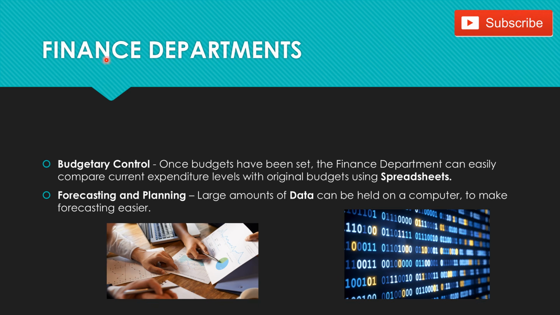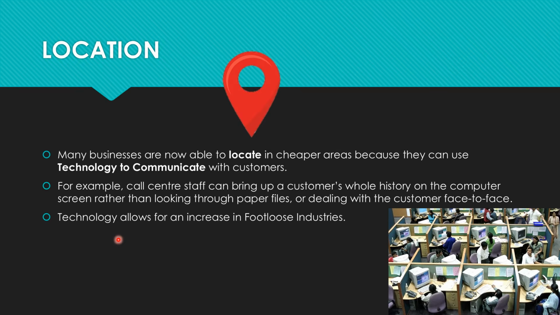So what impact has technology had on the finance department? Budgetary control. Once budgets have been set, the finance department can easily compare current expenditure levels with original budgets using spreadsheets. Forecasting and planning. Large amounts of data can be held on a computer to make forecasting easier. So with having a computer, you could input all day-to-day expenditures into a system, and then you can compare them or add them all within seconds. So it has helped the finance department dramatically.